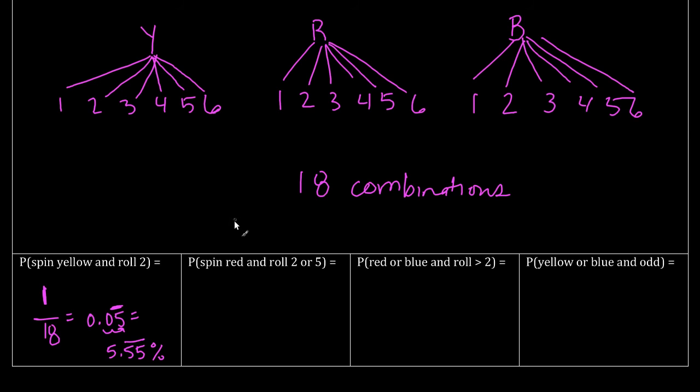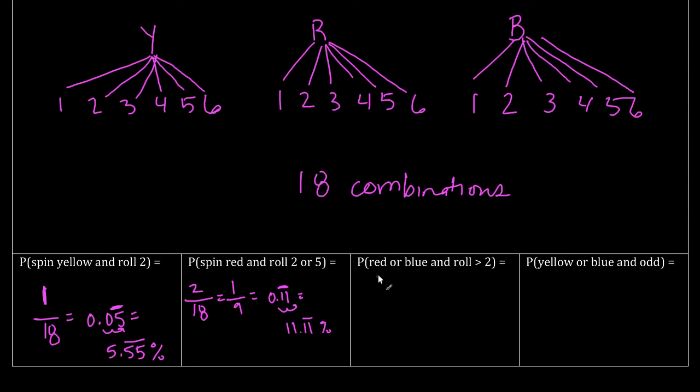All right, what's the probability of spinning a red and rolling a 2 or a 5? So I want a red, so I can only be over here, and a 2 or a 5. So I could either get red 2 or red 5. That's 2 out of 18, which reduces to 1/9. Let's do 1/9, which is 0.11 repeating, which is 11.11 repeating percent.